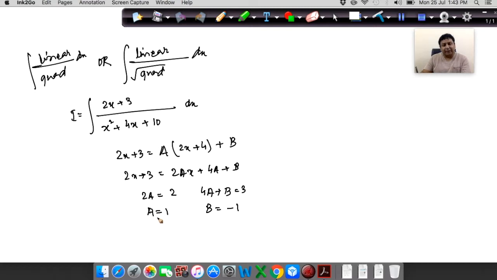Now we put a and b back in this and write it here in place of 2x plus 3. So the question changes to a(2x + 4) plus b, whole thing upon x square plus 4x plus 10.